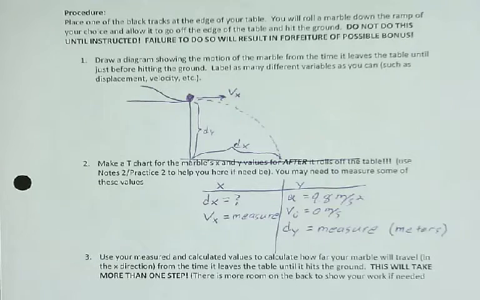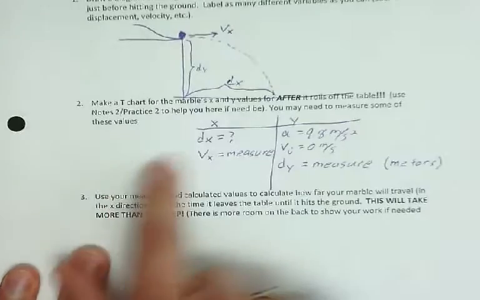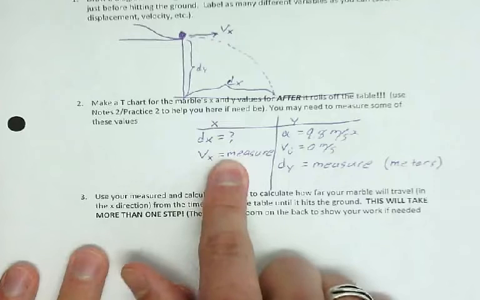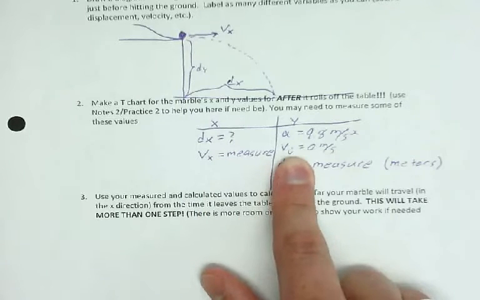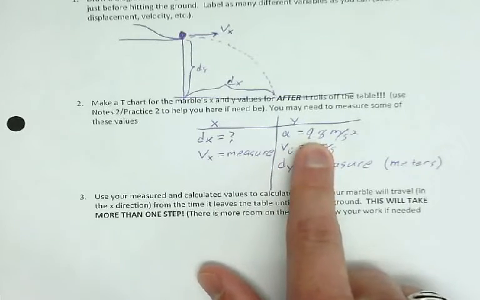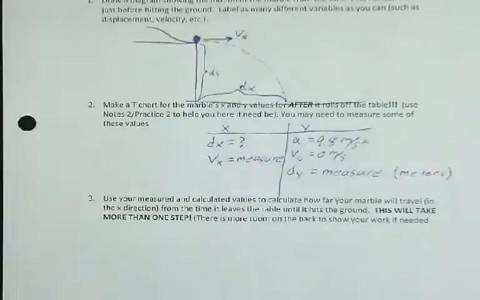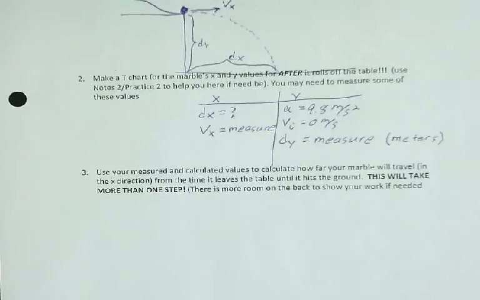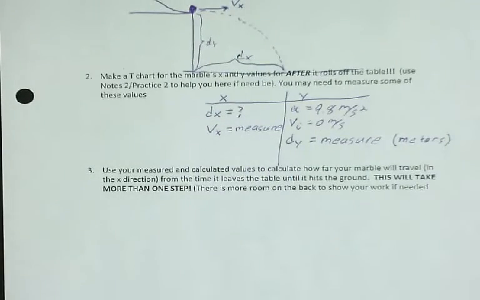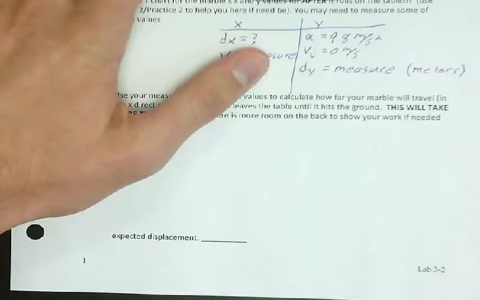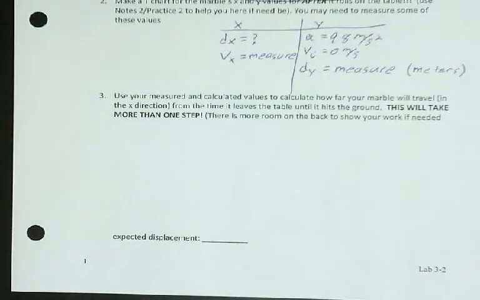So now here's what we've got. We've got dx that we're solving for. We've got the Vx that we've measured. We've got the dy that we've measured. We've got the Vi that we know is 0 because it's not going up and down to start with. And we know the acceleration is 9.8 always. So we need to solve for dx. So what you guys need to do is figure out how to do that. How are you going to solve for dx?